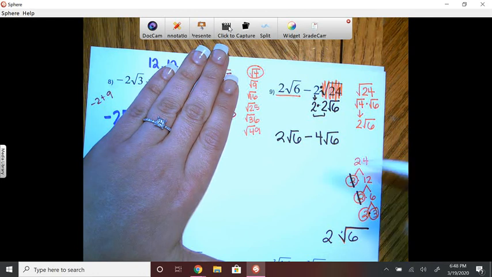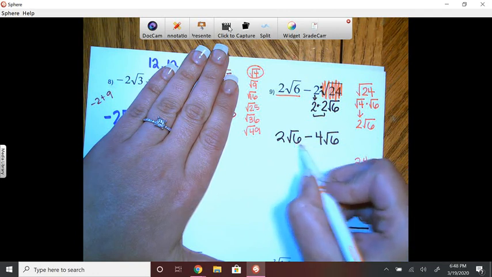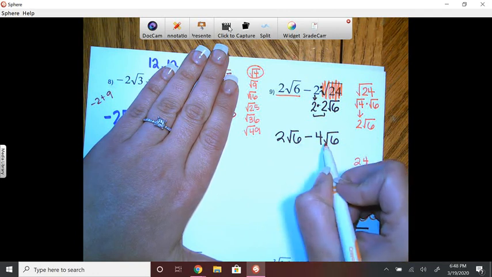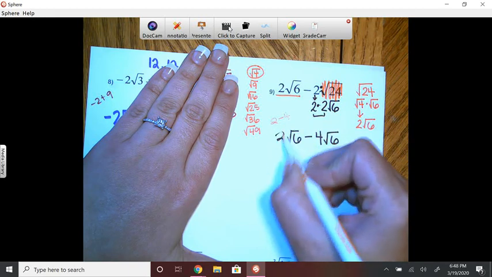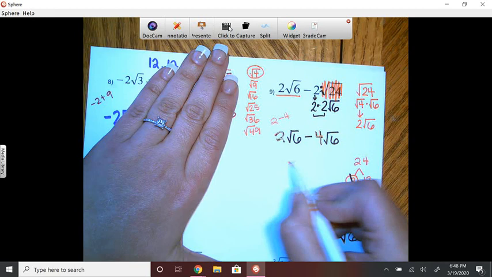Okay, so back to our problem here. Now that these match, we are allowed to do 2 minus 4. So again, 2 minus 4 is negative 2 rad 6.